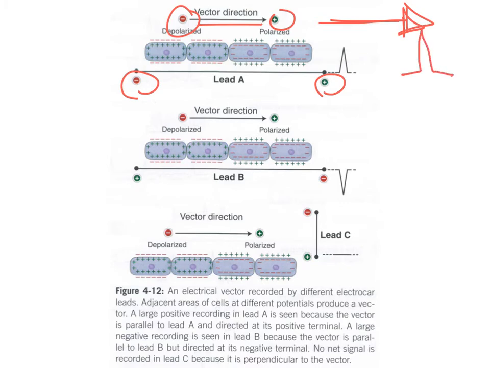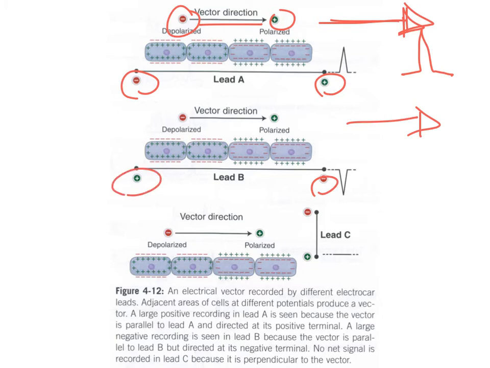So when you look at the ECG, you will see a spike in that direction. But let's say you have lead B that is looking at that electrical signal, again horizontal and going in this direction, but lead B has negative here and positive there.